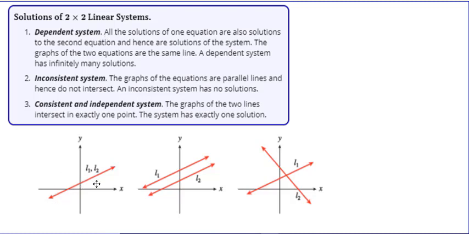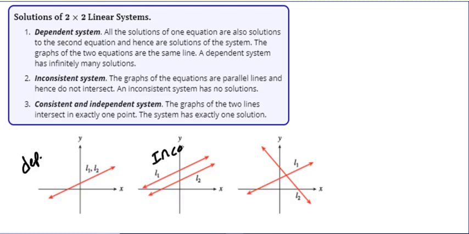So if you look at the first one right here, it says line 1, line 2, and you only see one line. That's because the second line lays right on top of the first one. So we call this a dependent system, the first one here. The second one is what's called an inconsistent system. That means that the lines are parallel.